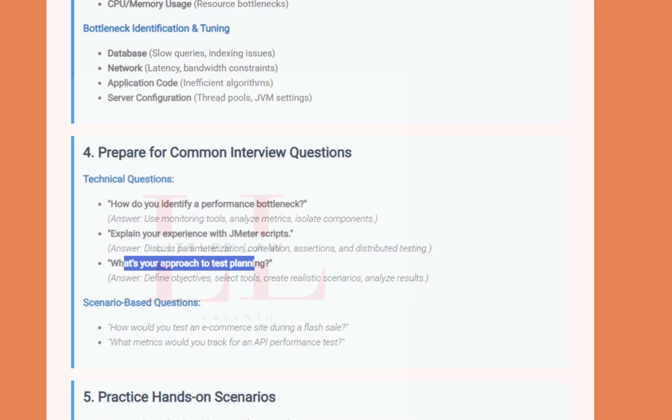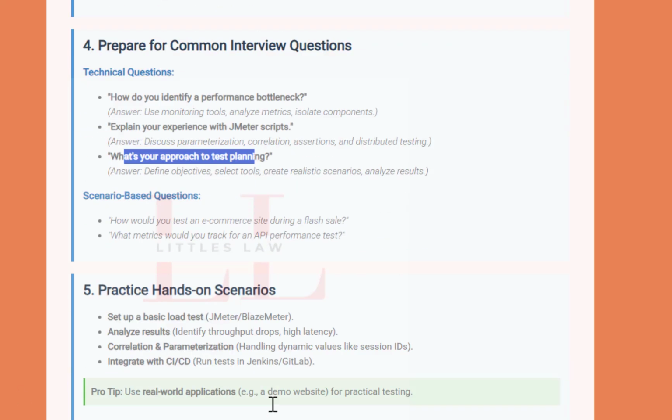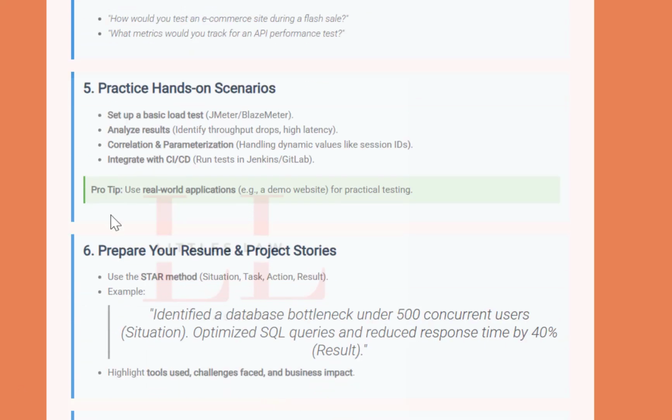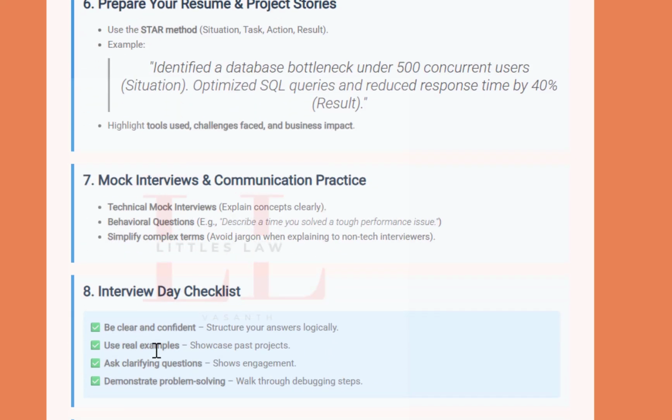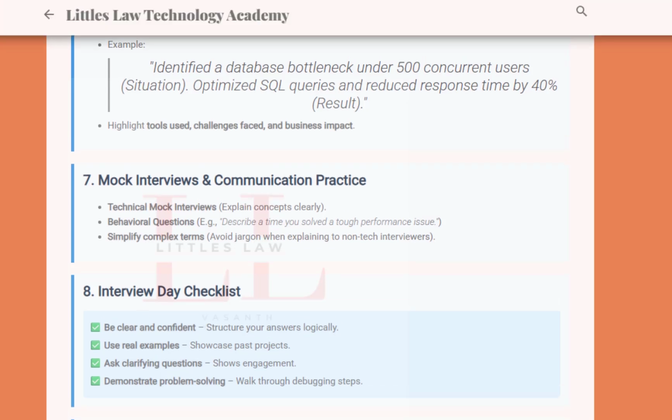And questions like what metrics would you track for API performance testing, where you have to explain that you would monitor response times, error rates, throughput, and resource utilization to assess the API's efficiency and reliability under load. Now we'll move to the next few topics: how will you practice for hands-on scenarios, how will you prepare your resume and project stories, how will you prepare for mock interviews and communication practice, and your interview checklist and post-interview follow-up.